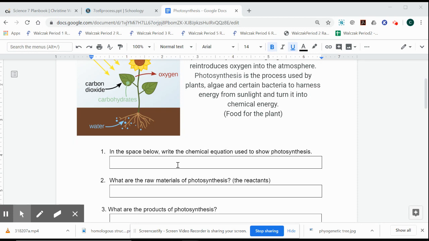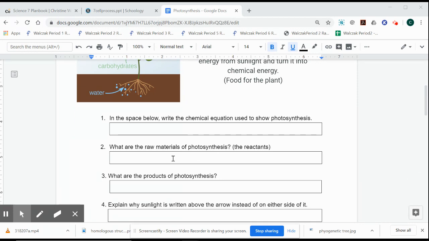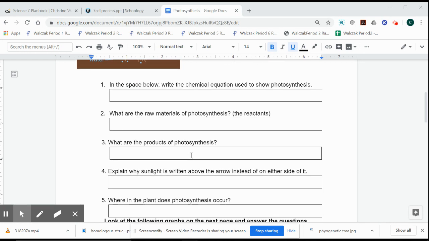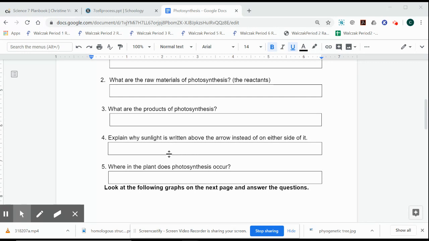Okay. The raw materials, or in other words, what we put into photosynthesis, should be carbon dioxide and water. And again, you can write those out as symbols or as words, it doesn't matter. The products of photosynthesis were glucose and oxygen. That's what was produced, what was created. Explain why sunlight is written above the arrow instead of either side of it.